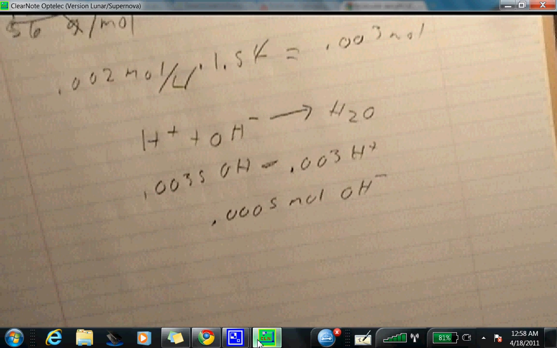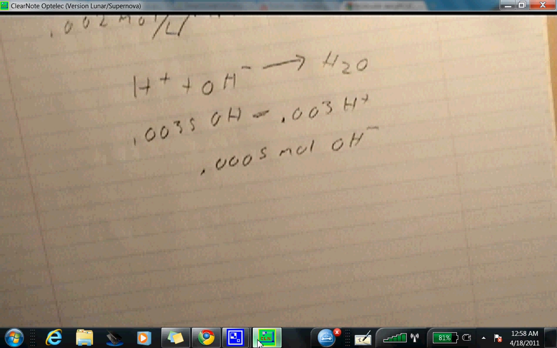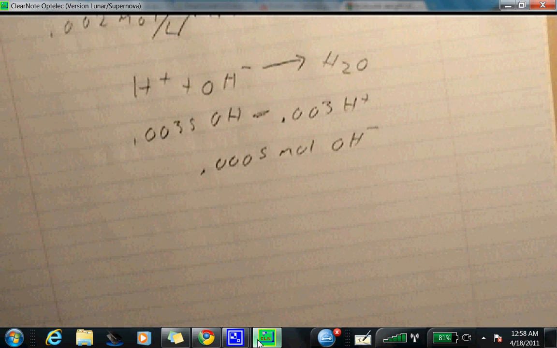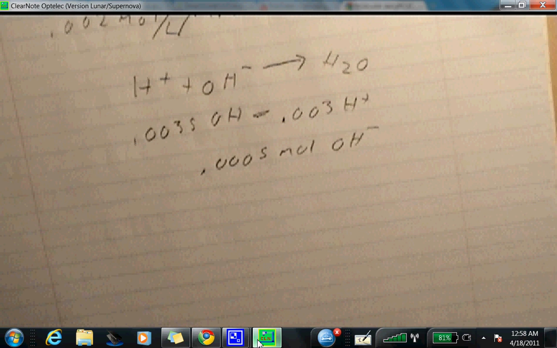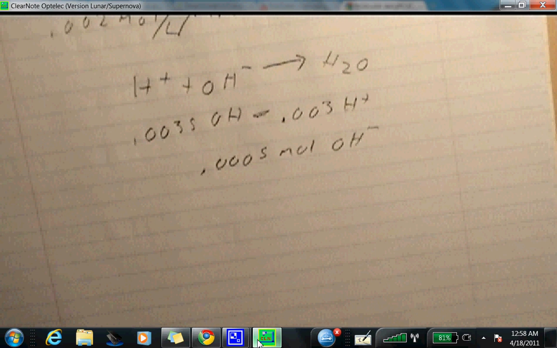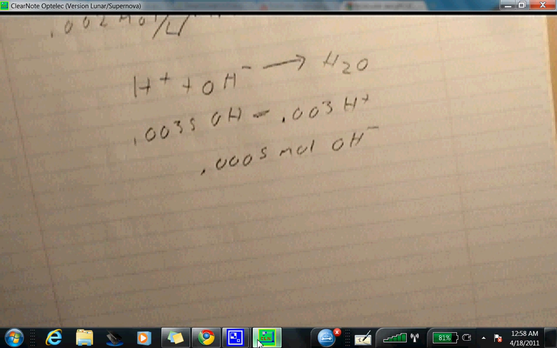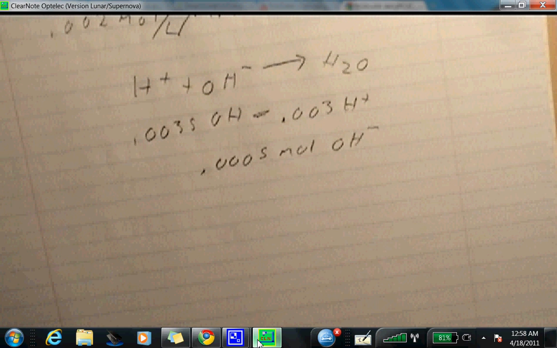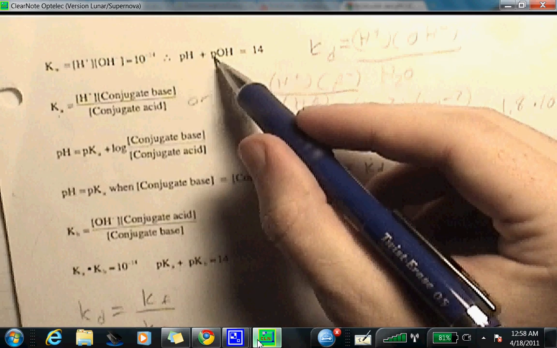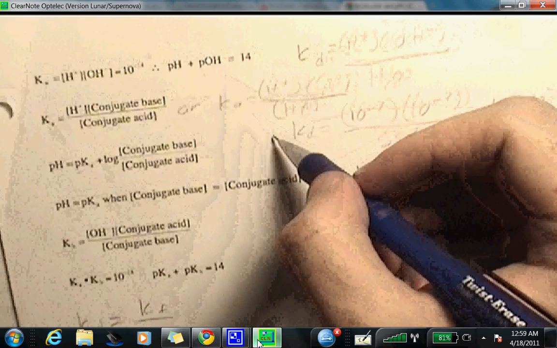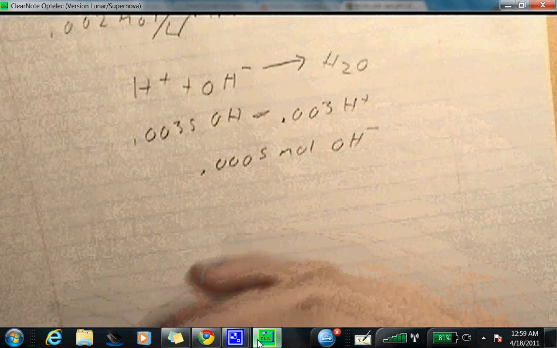So from here, it's pretty easy. We're just going to take the negative log of the concentration, and that's going to give us our pOH. I don't have it on the sheet, but the definition of p of anything, so this would be your OH concentration, the definition of p is negative log. That should be in your notes, I apologize. But p is basically negative log.